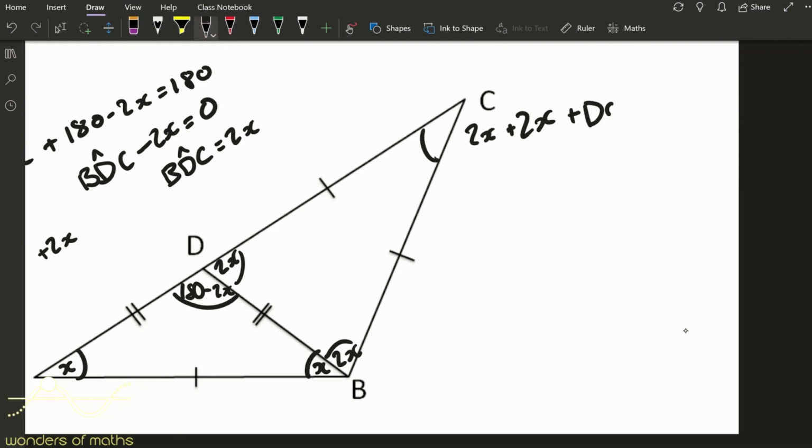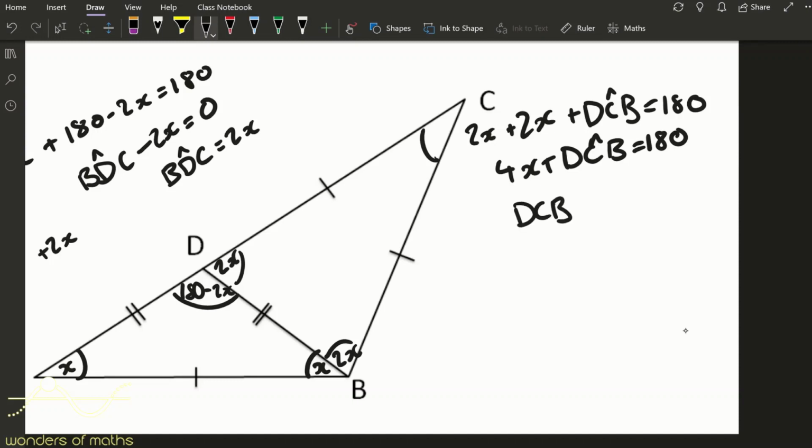plus DCB equals 180. So 4x plus DCB equals 180. From here we can minus 4x from both sides to get DCB equals 180 minus 4x.